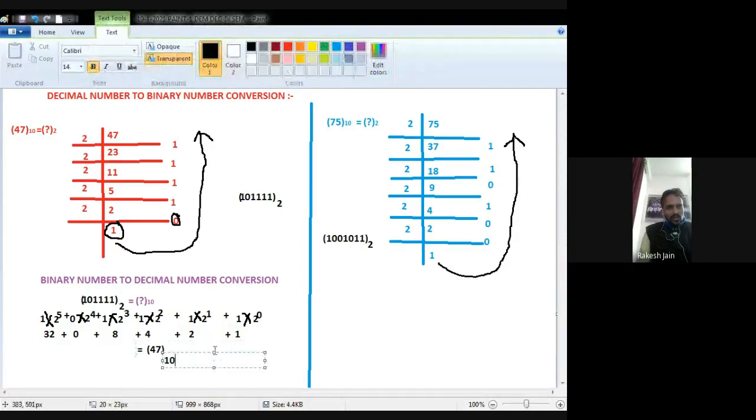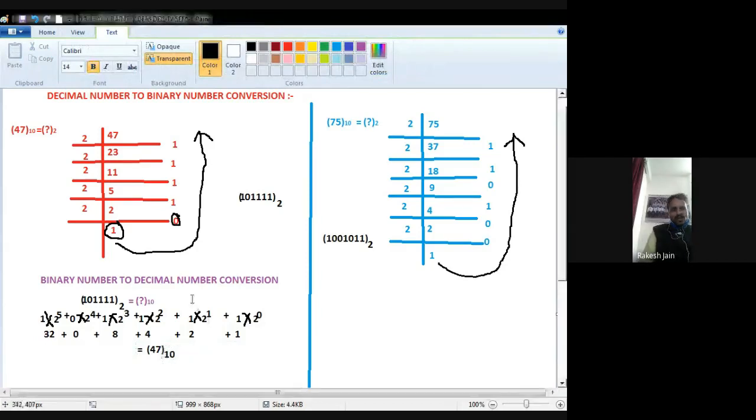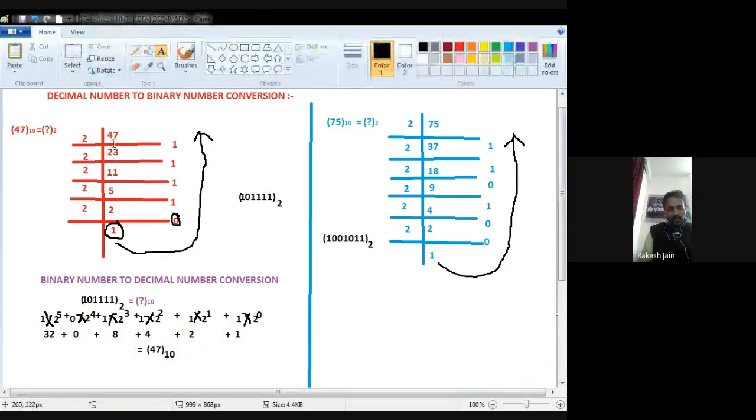And why I chose this example: first of all, when I taught decimal number to binary number conversion, at that time I used the example of 47, and we found the binary representation 101111. So again, in binary to decimal conversion, we see that the decimal number from the 101111 binary representation is 47. So we can cross-check our result also. So this is the format of how to convert a binary number into a decimal number.